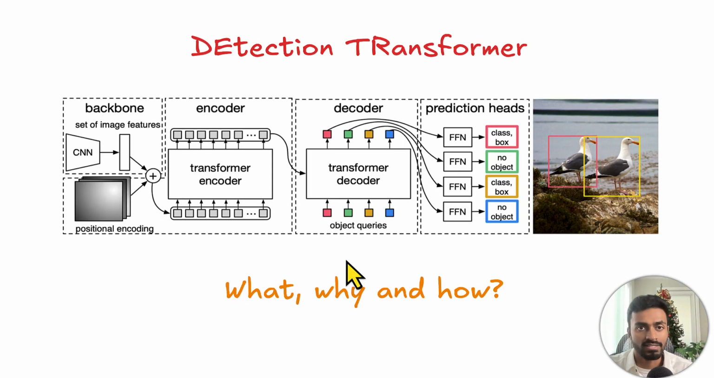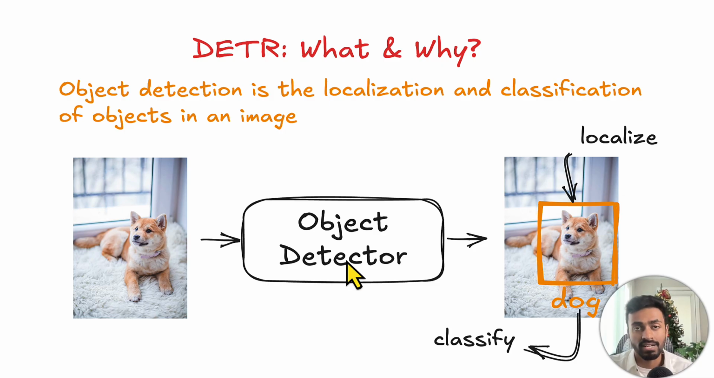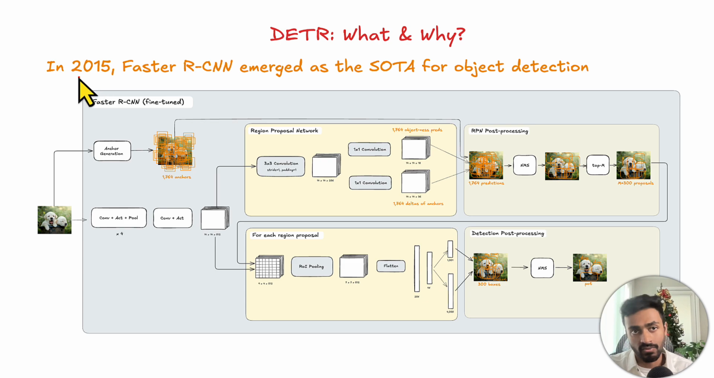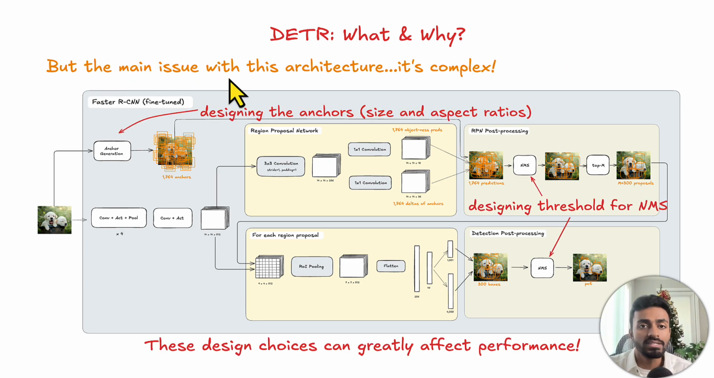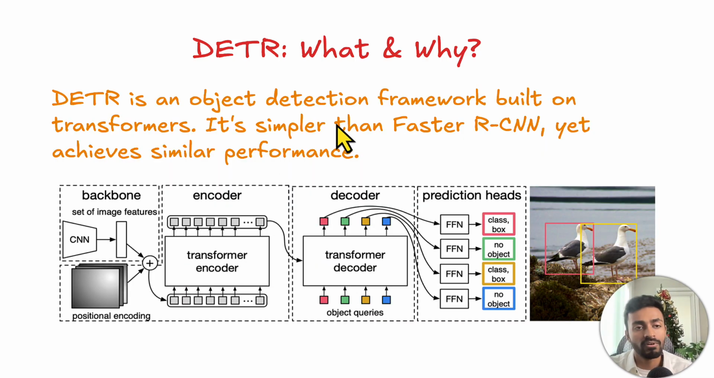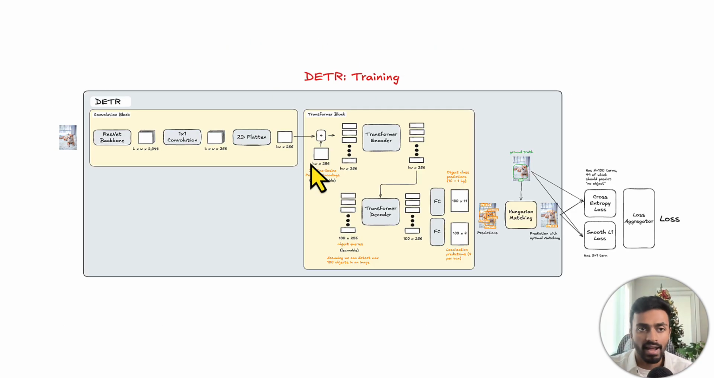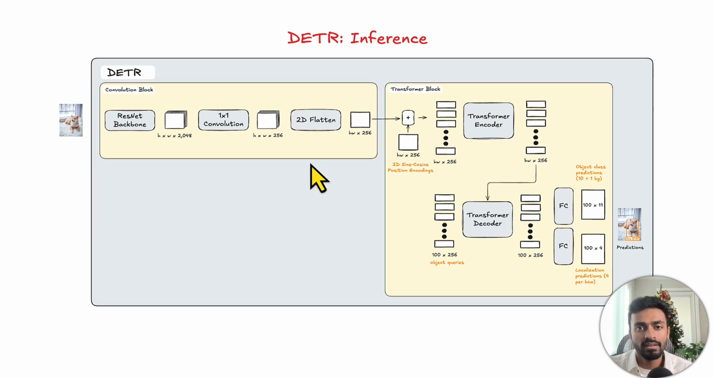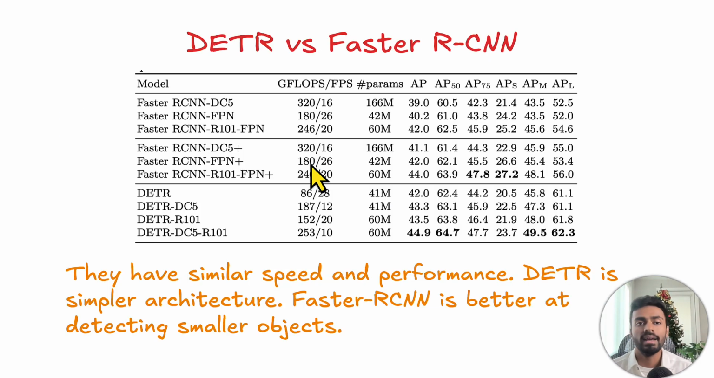Now that's going to do it for quiz time, but before we go, let's generate a summary. In this video, we looked at DETR, which is the detection transformer. We started with a discussion on object detection, and then compared it to first the SOTA of 2015, which was faster RCNN. However, this architecture was very complex as it had many design choices that could greatly affect performance. Then to deal with this, and seeing also the recent success of transformer-based architectures, DETR was born. So DETR is an object detection framework which was built on transformers. It's simpler than faster RCNN, yet it achieves similar performance. We also then took a look at how DETR is trained via this architecture, and also how inference is made as well. And then we ended with a comparison on performance and speed with DETR and faster RCNN.